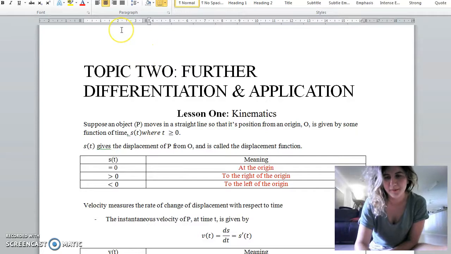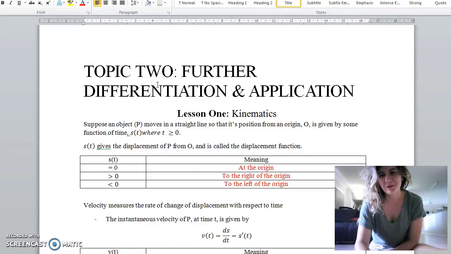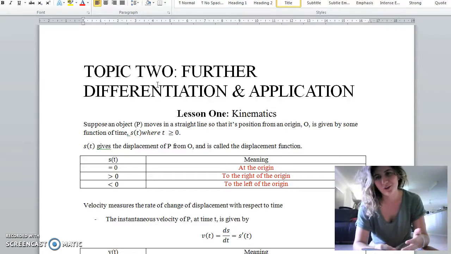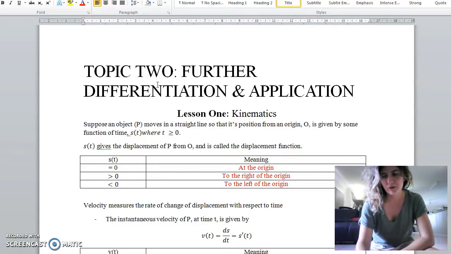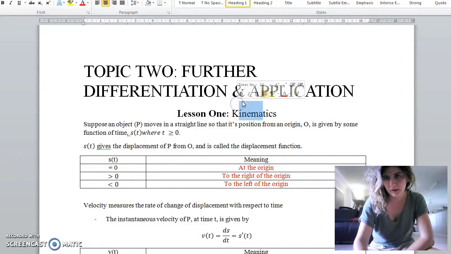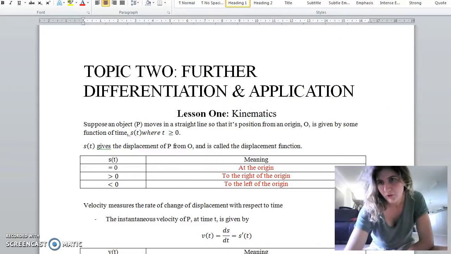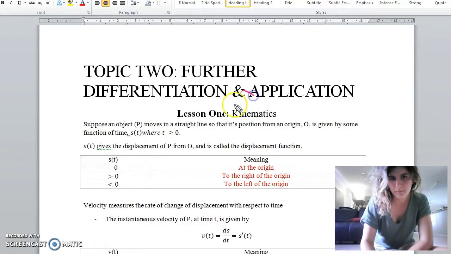But for the moment, let's get started on our second topic for the year, even before we've finished the first one, and that is further differentiation and application. We're going to go through exponentials, logs, and some of the applications of calculus. The first big application is what we call kinematics.